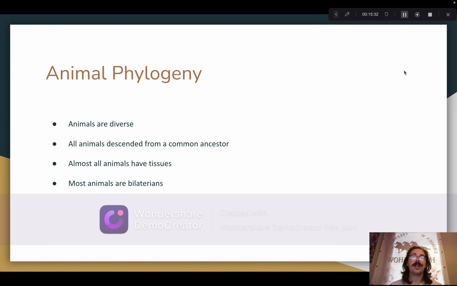And finally, let's get into the phylogeny of animals. So, as you can tell from what we've talked about so far, animals are very diverse. They come in all shapes and sizes, very different structures, different body plans, different cavities, different types of symmetry. Even though they are all descended from a single common ancestor. Sponges are a basal taxon to all other animals. They diverged very early on in the evolutionary history of animals.